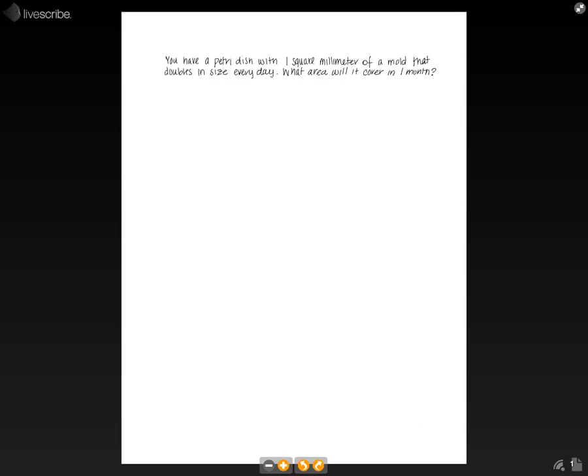In this pencast, we're going to be learning to solve word problems involving the applications of sequences and series. So this problem says you have a petri dish with 1 square millimeter of a mold that doubles in size every day. What area will it cover in 1 month?